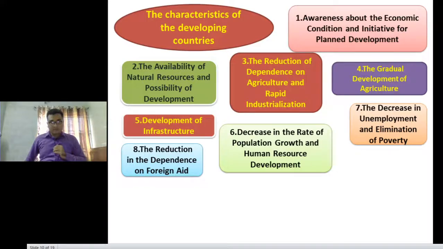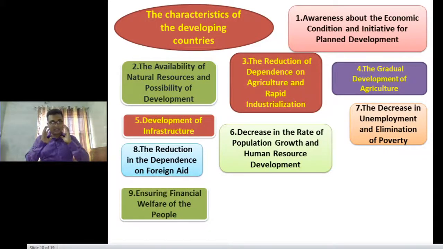Dear students, now I am going to discuss the next characteristic, that is ensuring financial welfare of the people. In this type of countries, the government of these countries have taken all of the measures to ensure financial welfare of the people. So this is one of the characteristics of the developing countries.